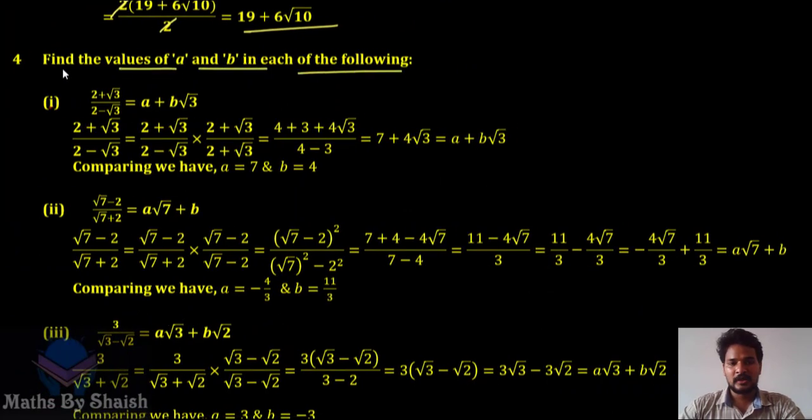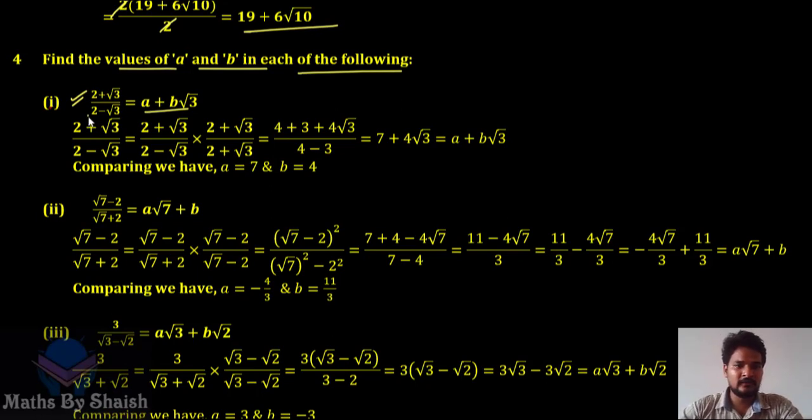Now the next question, the fourth one: find the values of a and b in each of the following. So we need to compare these two. If we need to compare, it means it has to be in this form, otherwise we cannot compare. We can see the denominator is not rationalized, so in this type of question it's not necessarily asked that you need to rationalize the denominator. We have to do it on our own.